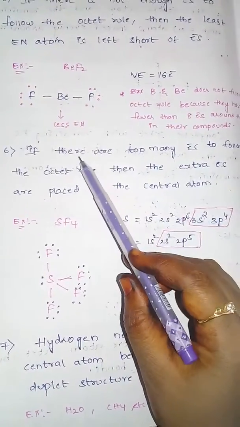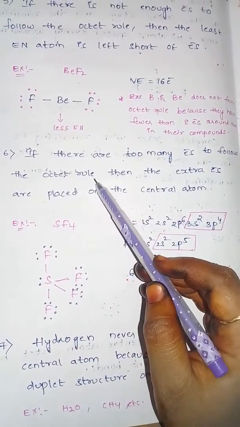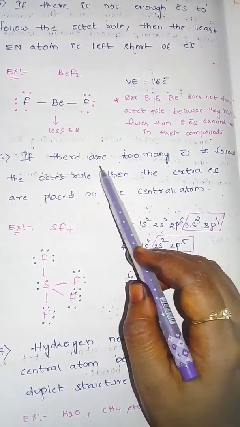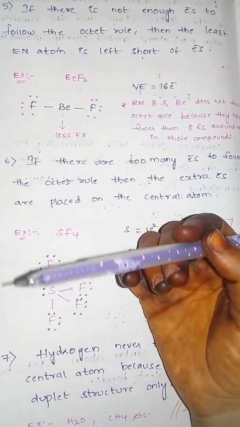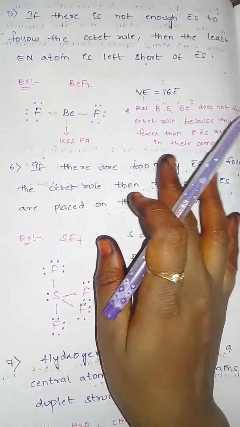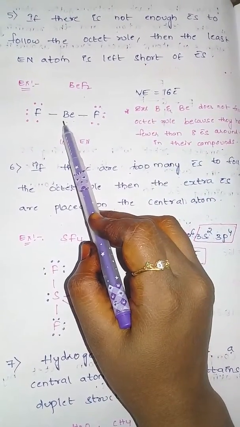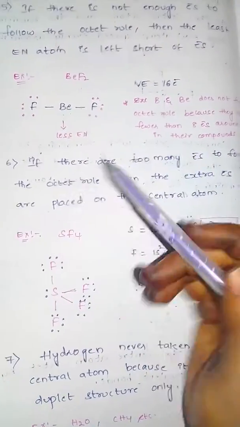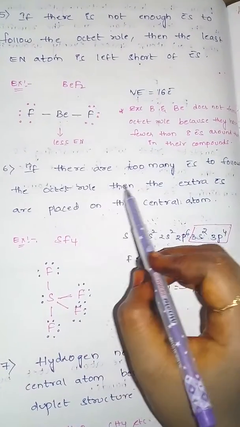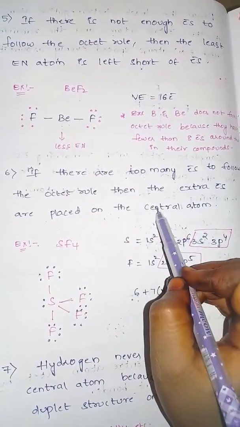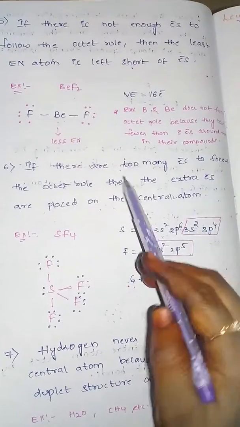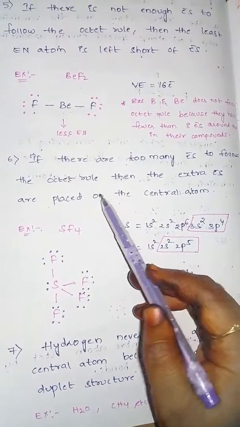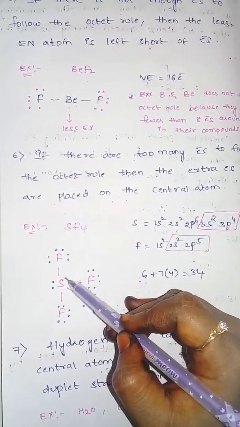And the sixth rule is, if there are too many electrons to follow the octet rule, then the extra electrons are placed on the central atom. In the fifth rule there are not enough electrons and the least electronegative atom is short of electrons. In the sixth rule there are too many electrons to follow the octet rule, so the remaining electrons are placed on the central atom.